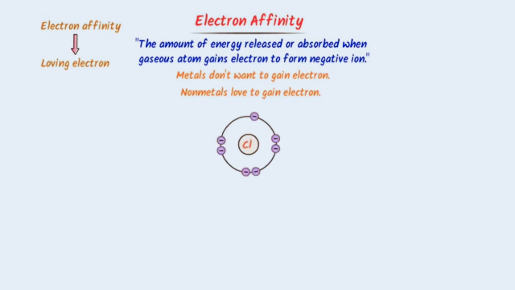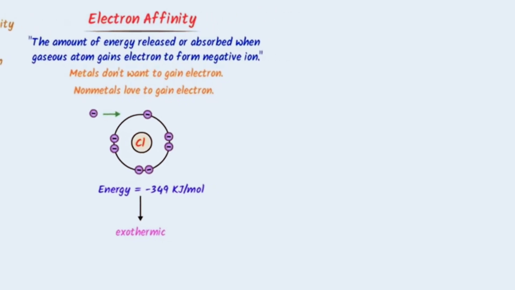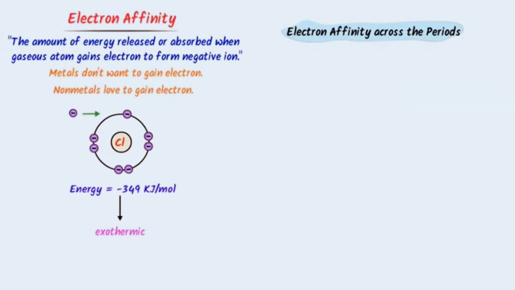Here, consider this chlorine atom. Let's say we are interested to inject an electron into chlorine. Here, we don't need to provide any energy to chlorine. Rather, when chlorine gains this electron, it will release energy into the surroundings. This negative sign means that it is an exothermic process because chlorine releases this energy after gaining an electron. Now we will learn trends of electron affinity across the period from left to right.